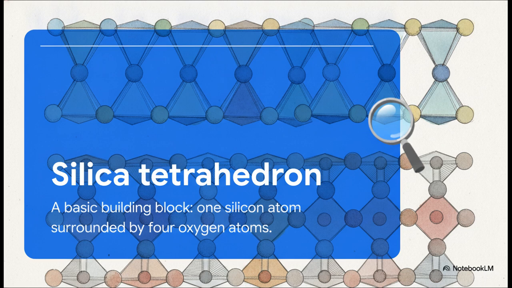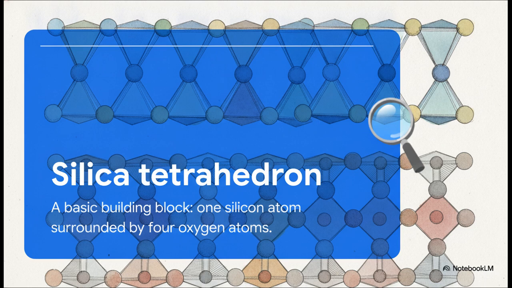First, we have the silica tetrahedron. Picture a four-sided configuration with one silicon atom completely surrounded by four oxygen atoms. When a series of these are tied together horizontally by sharing oxygen anions, they form what's called a tetrahedral sheet. Simple enough, right? Second, we have the aluminum octahedron.